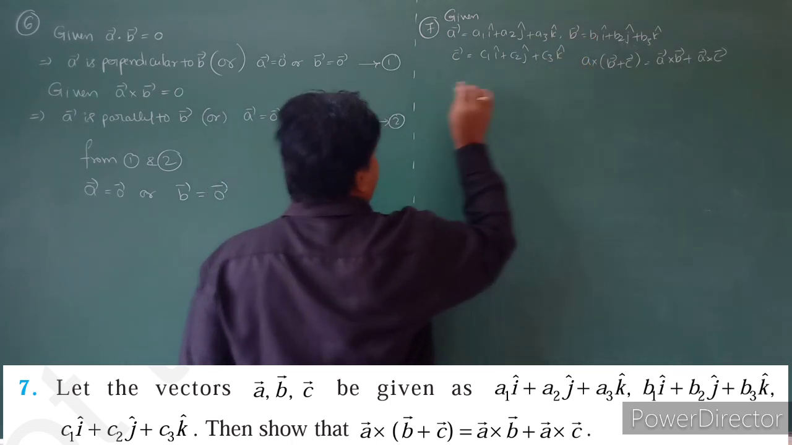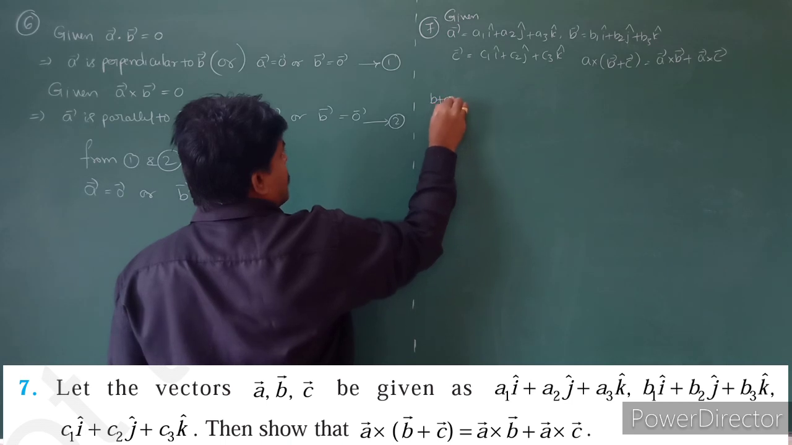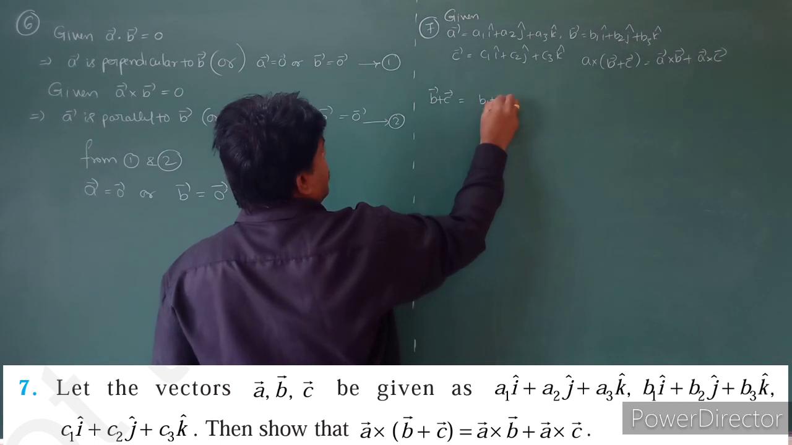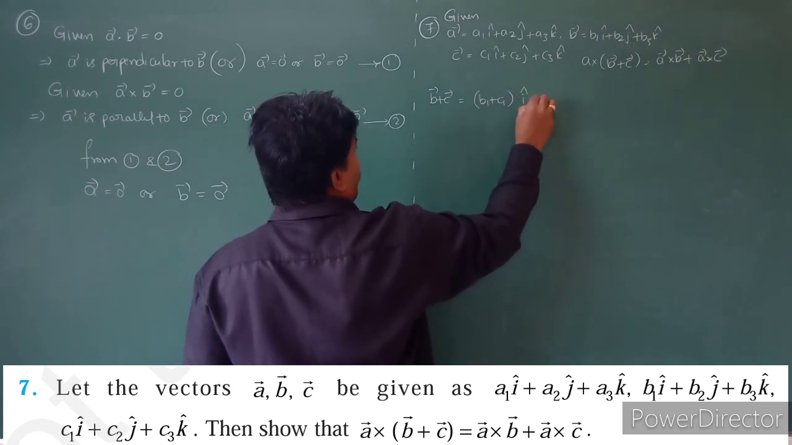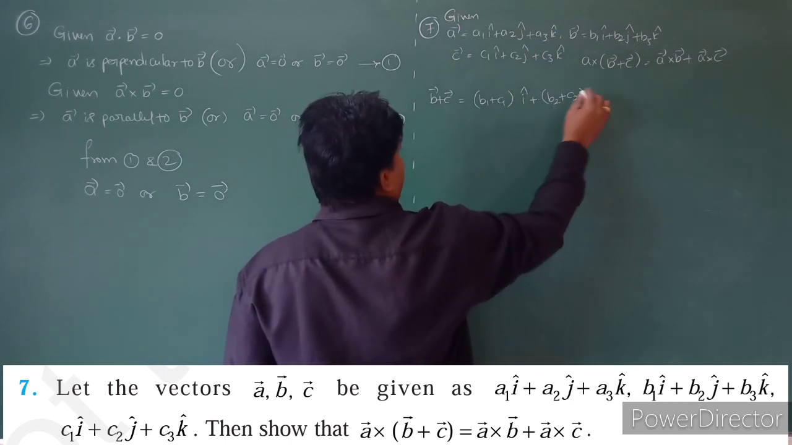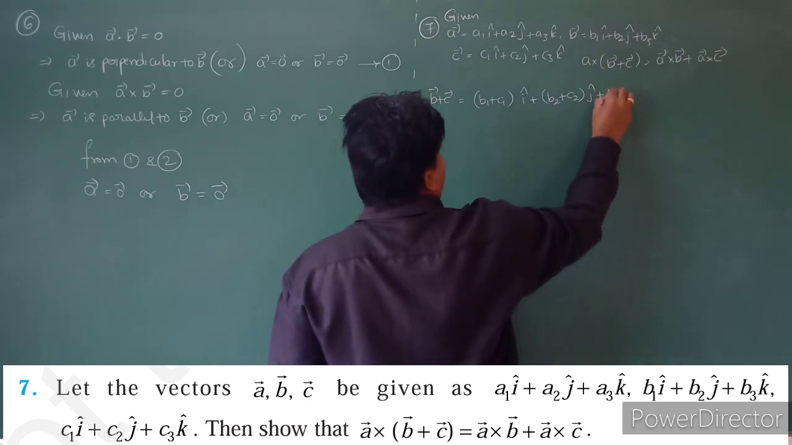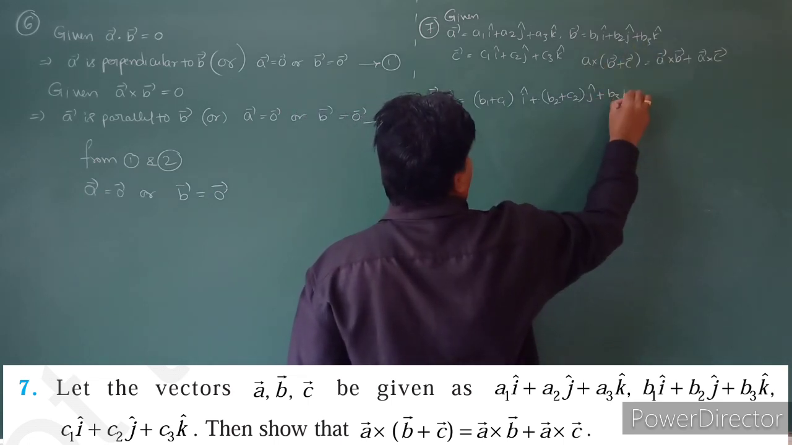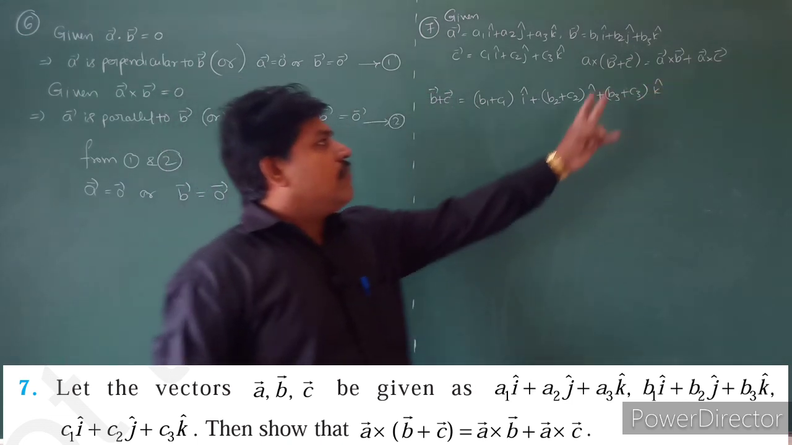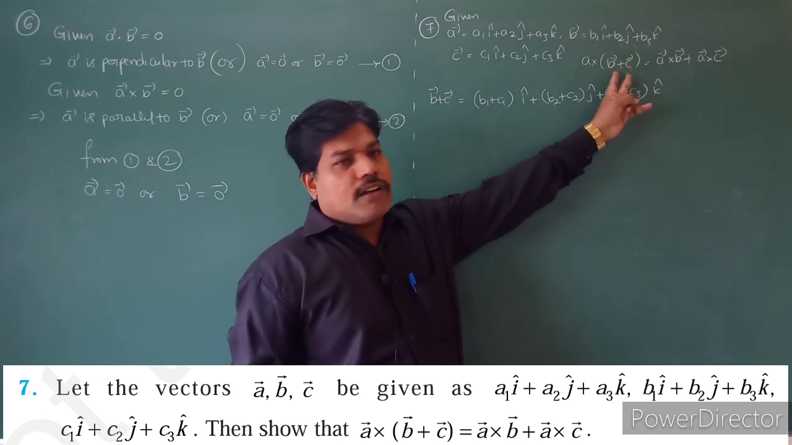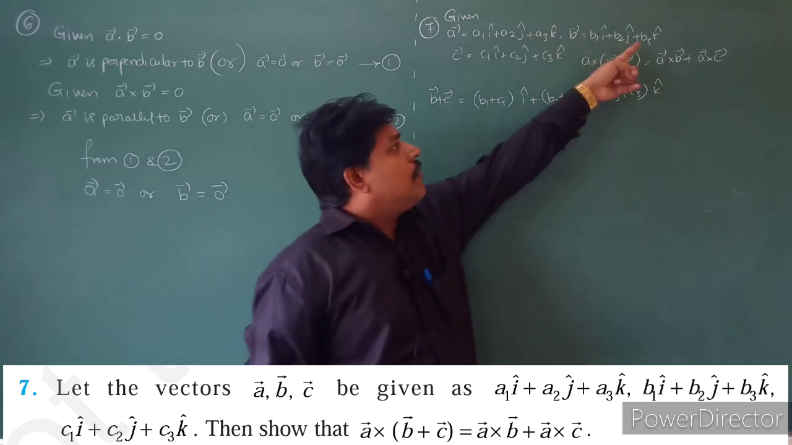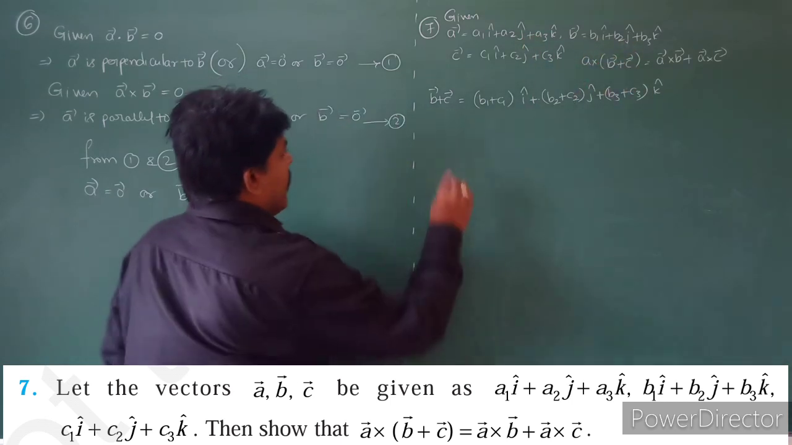First B plus C. The B plus C vector is B bar plus C bar, add these two vectors: B1 plus C1 into I cap, plus B2 plus C2 into J cap, plus B3 plus C3 into K cap. So first you have to calculate the B plus C vector. B plus C vector is nothing but B1 plus C1 into I, B2 plus C2 into J, B3 plus C3 into K. So I will calculate the LHS.